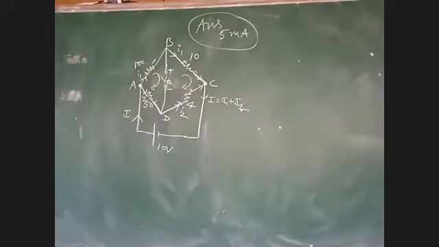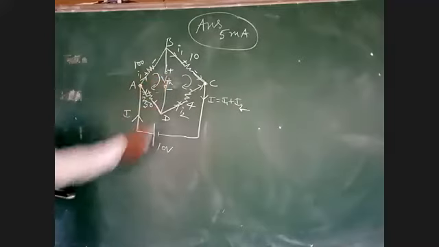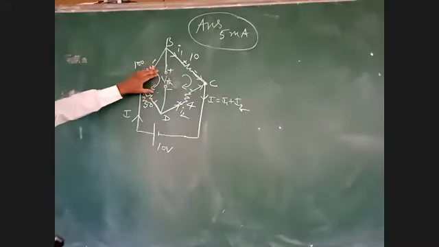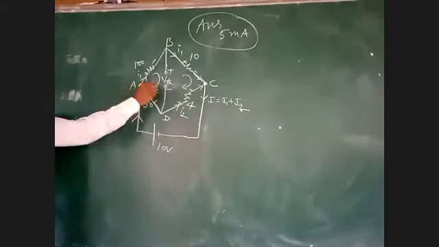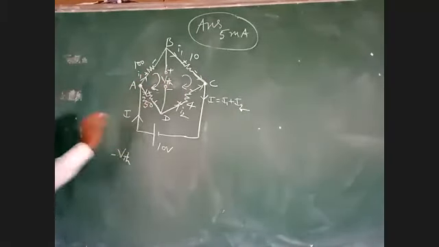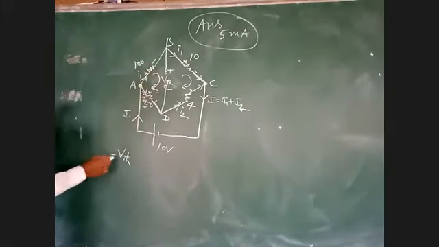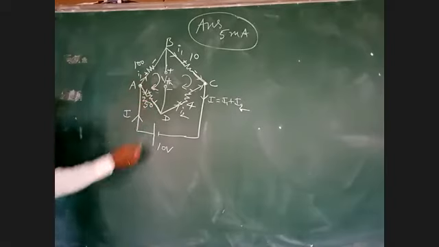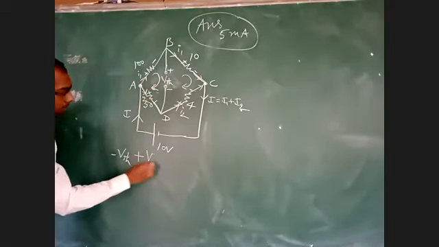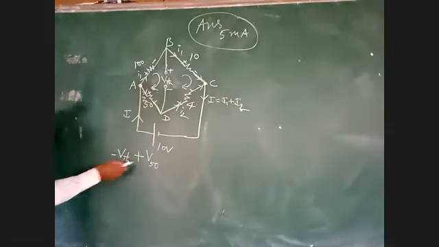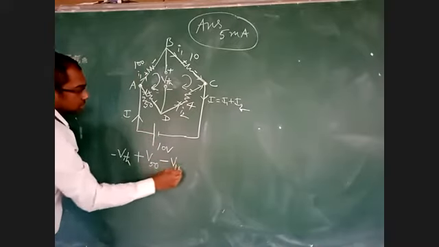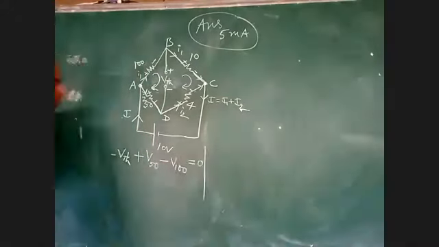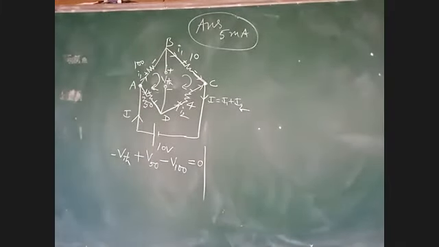Now I will write the loop equation. For determining VTH, I can take this loop or this loop. This arrow can be in this direction or in the reverse direction. Let us take this direction, any one direction. This arrow is moving from plus to minus. Plus to minus means minus VTH. Minus to plus, voltage in 50 ohms. Plus to minus, minus voltage in 100. This is the loop equation.